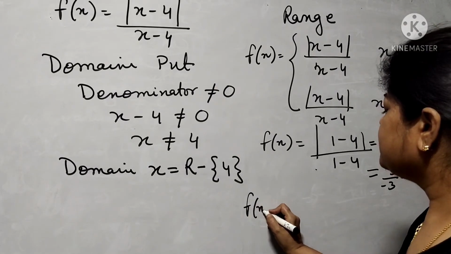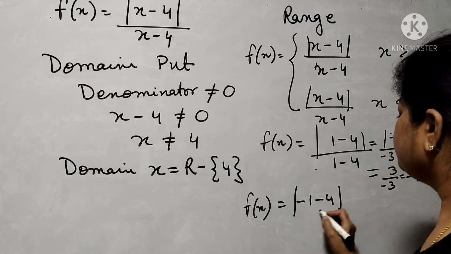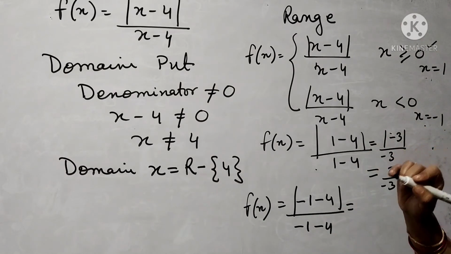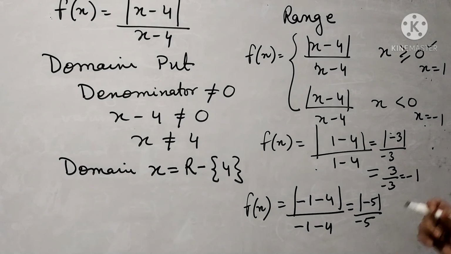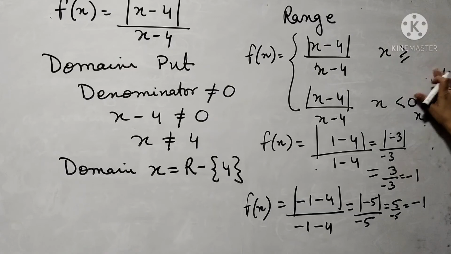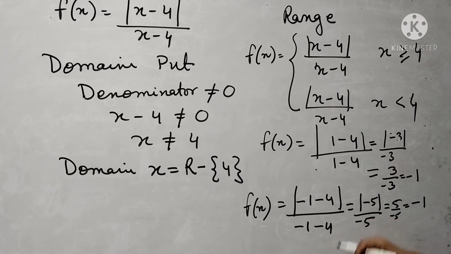Similarly, for the second case, when we put x equal to minus 1, we get minus 1 minus 4 over minus 1 minus 4. We get over here minus 5 over minus 5, and we get the value 5 over minus 5, that its value becomes minus 1. If we take the value of x, not equal to 0, take x greater than 4 or less than 4, then what do we observe?